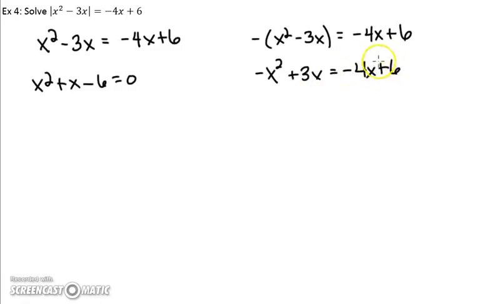You could move this stuff to the left. I'm going to move this stuff to the right so we can have a positive leading coefficient. So x squared minus 7x plus 6 equals 0. And then it's just a matter of factoring and solving. Check your work. You're going to get two answers from this equation, two answers from this equation. And of the four possible solutions, two of them do not work. So it's up to you. Finish this problem and check all four solutions. And then we will call it quits on this video, and we'll see you in the next one.